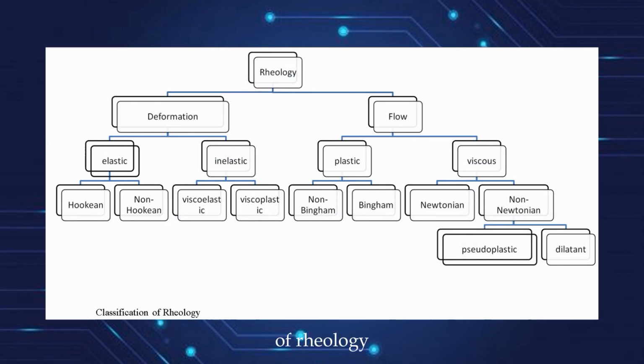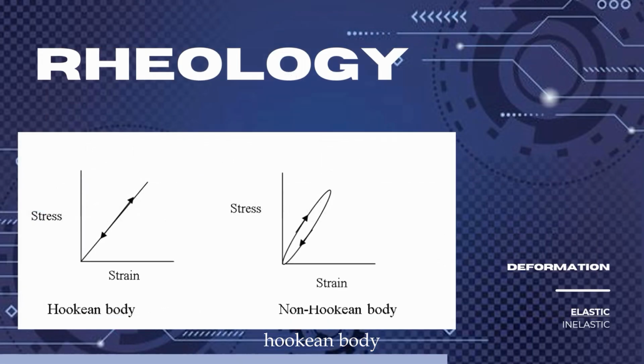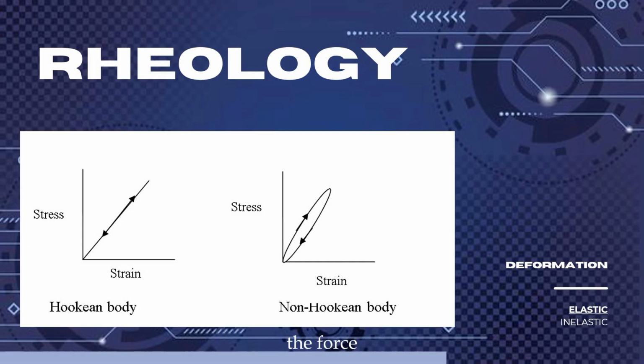The classification of rheology is depicted in the figure. Under the deformation are elastic and inelastic. Hookean body and non-Hookean body are under the elastic deformation. Hooke's law is a principle of physics that states that the force needed to extend or compress a spring by some distance is proportional to that distance.